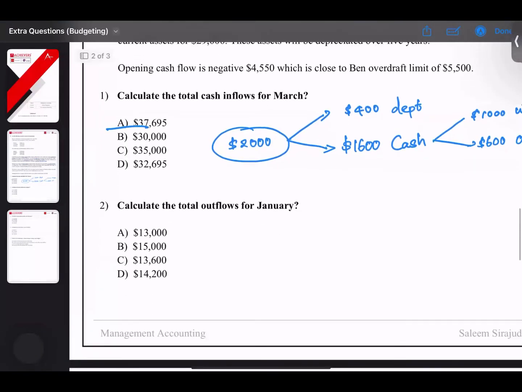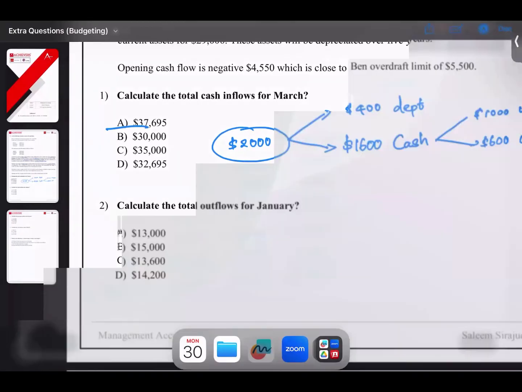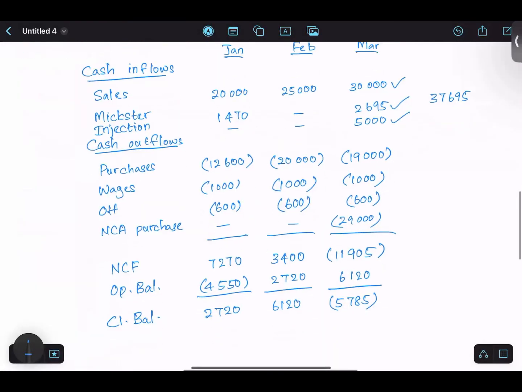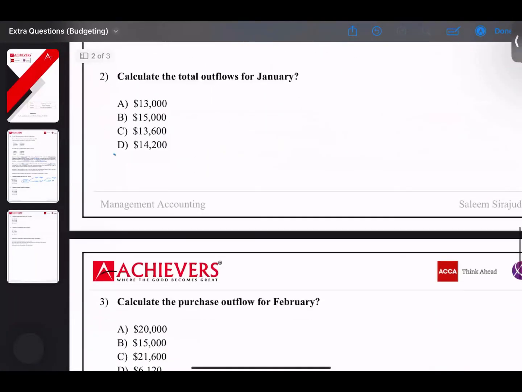Second question, calculate the total outflows for the month of January. If you look at the month of January, we have outflows of 12,600 plus 1,000 plus 600, which is 14,200.